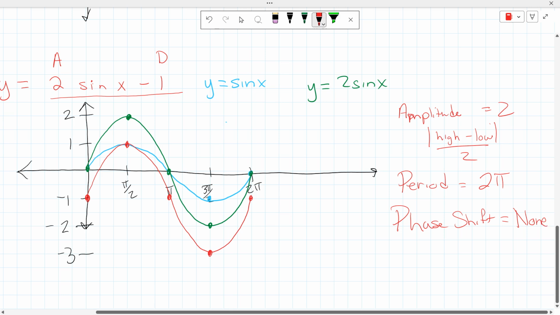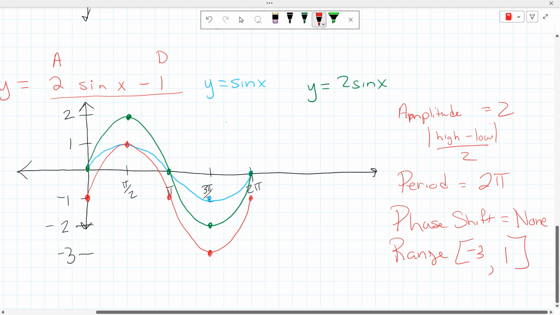None. I didn't shift my original graph right or left. I left it where it was. Okay. What is my range? What's my lowest point to my highest point? What's my lowest point? -3. What's my highest point of my final graph?